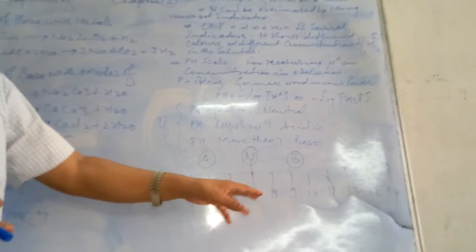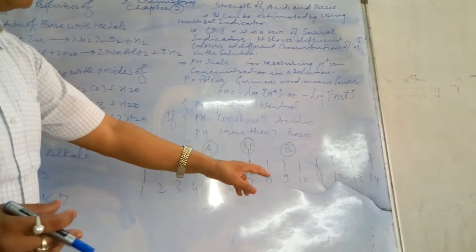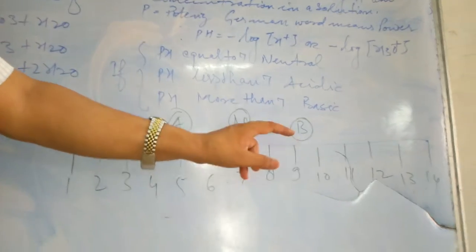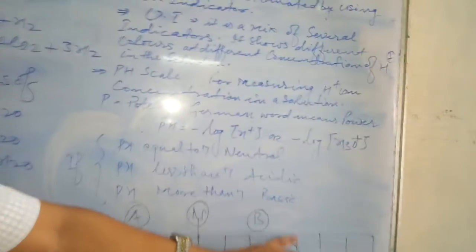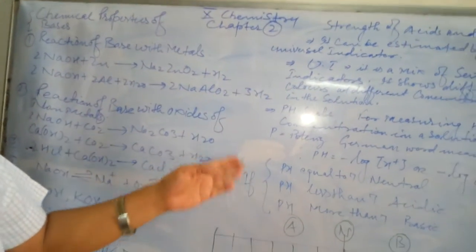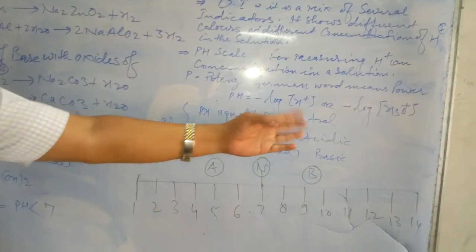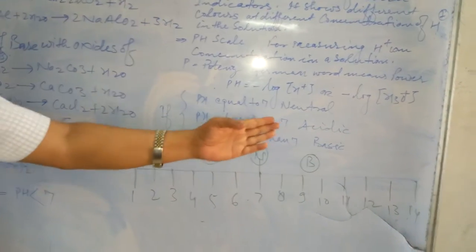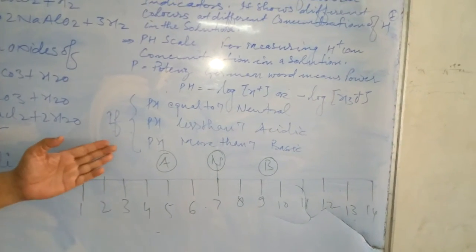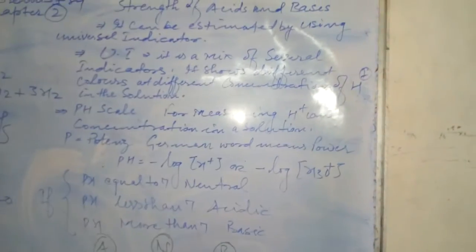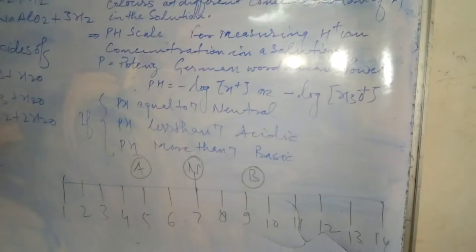Water has pH 7. Likewise, bases are pH 8 to 14. Means 8, 9 pH weak bases, 10, 11 mild bases, 12, 13, 14 strong bases. So if the pH is equal to 7, it is neutral. If pH is less than 7, it is an acid, and if pH is more than 7, it is a base. So by using the pH scale, you can recognize whether the solution is acidic, basic or neutral.